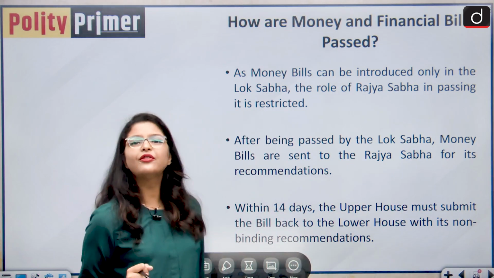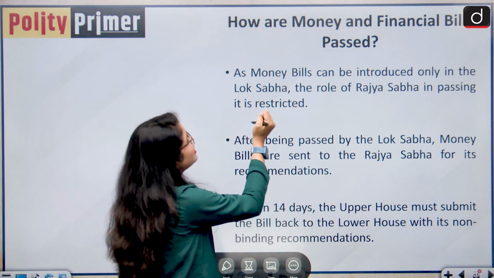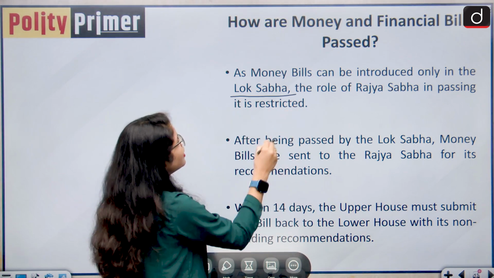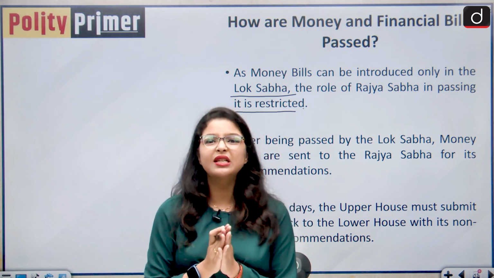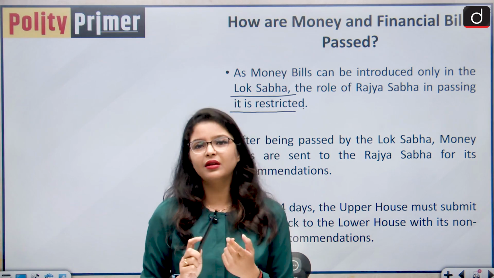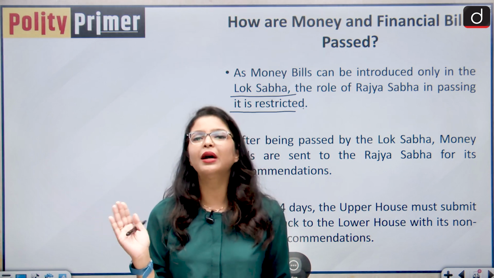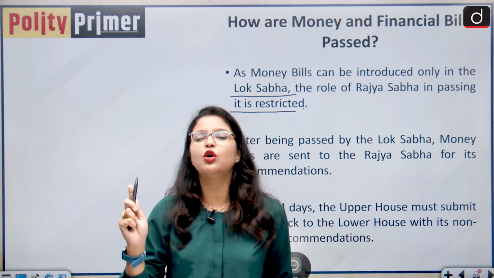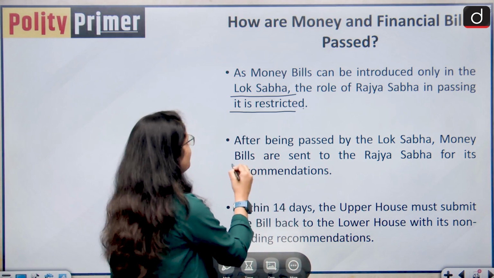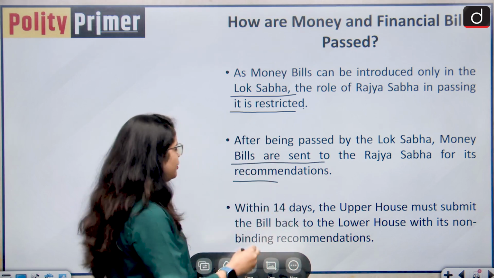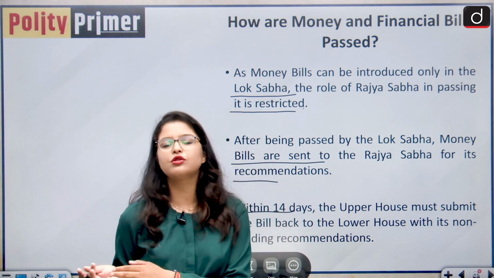Now let us discuss how financial bills and money bills are passed in the houses of the Parliament. As money bills can be introduced only in the Lok Sabha, the Rajya Sabha's role in its passing is restricted. I was just explaining this before also, that the Rajya Sabha has only 14 days to act on a bill, and if it does not act on a money bill, it is deemed to be passed by both the houses of the Parliament. But this is not the case with a financial bill. After being passed by the Lok Sabha, money bills are sent to the Rajya Sabha for its recommendation, and within 14 days it has to act. And if it does not act, it is deemed to be passed by both the houses of the Parliament.